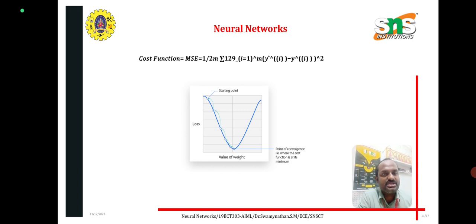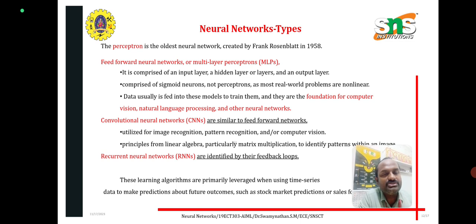So this is the cost function, MSE. Based on this loss and the value of the weight, from the starting point to the end point, that point of convergence, that is the convergence value we need to use. The neural networks include feed forward, convolutional neural network, and recurrent neural network. Recurrent is similar to the feed forward network, but it has a feedback loop. And the multi-layer perceptron uses so many layers to find the perceptron values, based on language processing with neural networks.